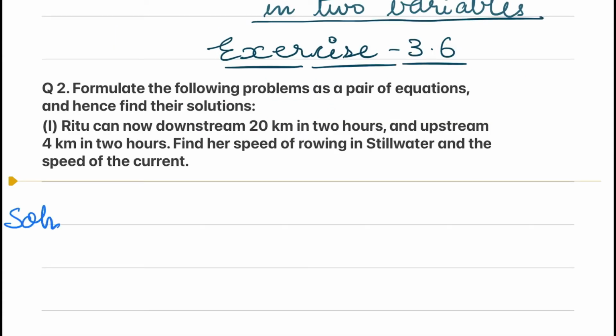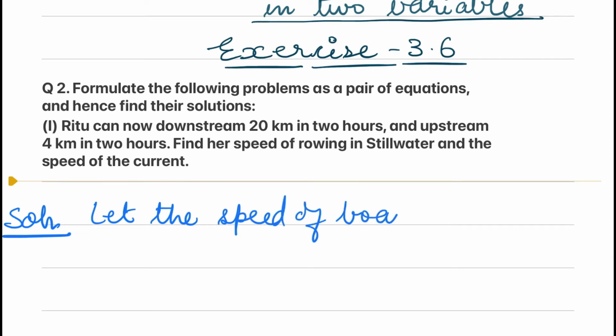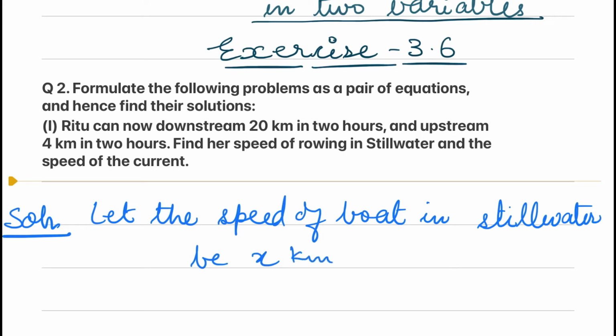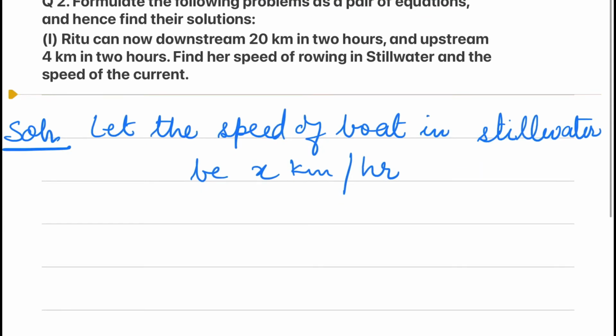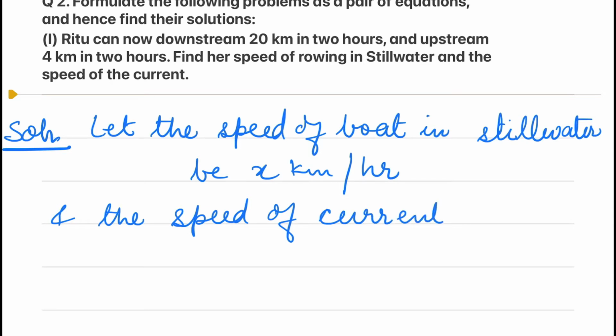Let's solve it. So we have to assume the speed of the boat and the speed of the current or water. So let the speed of boat in still water be x kilometer per hour and the speed of current of water be y kilometer per hour.